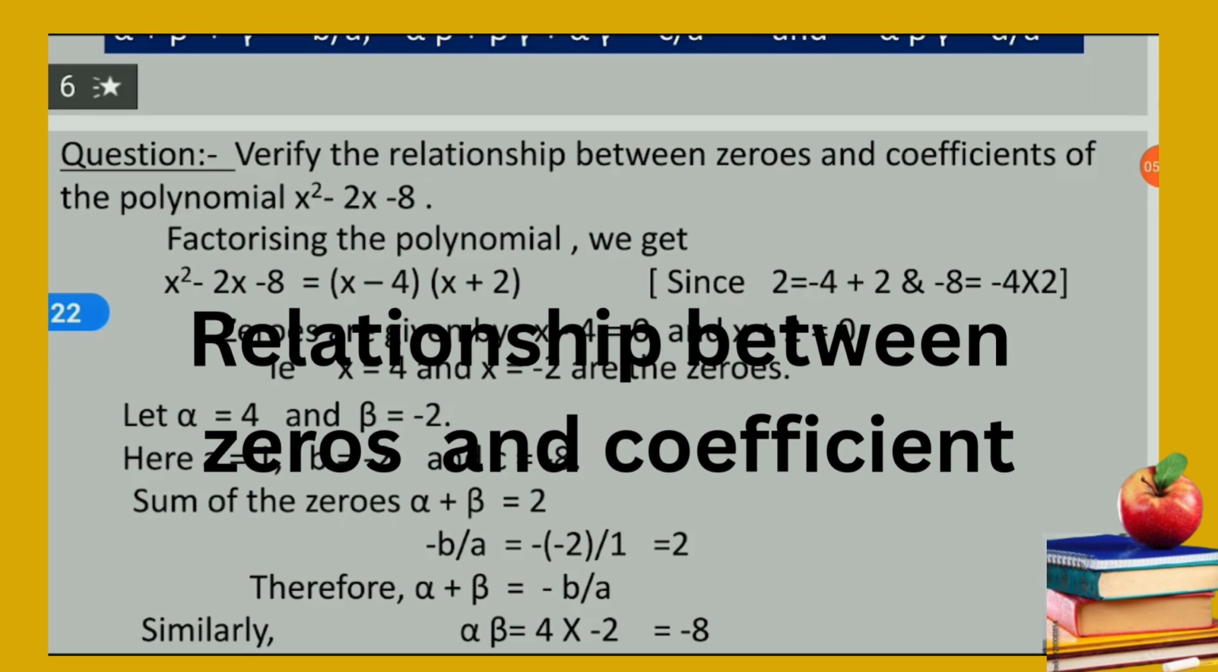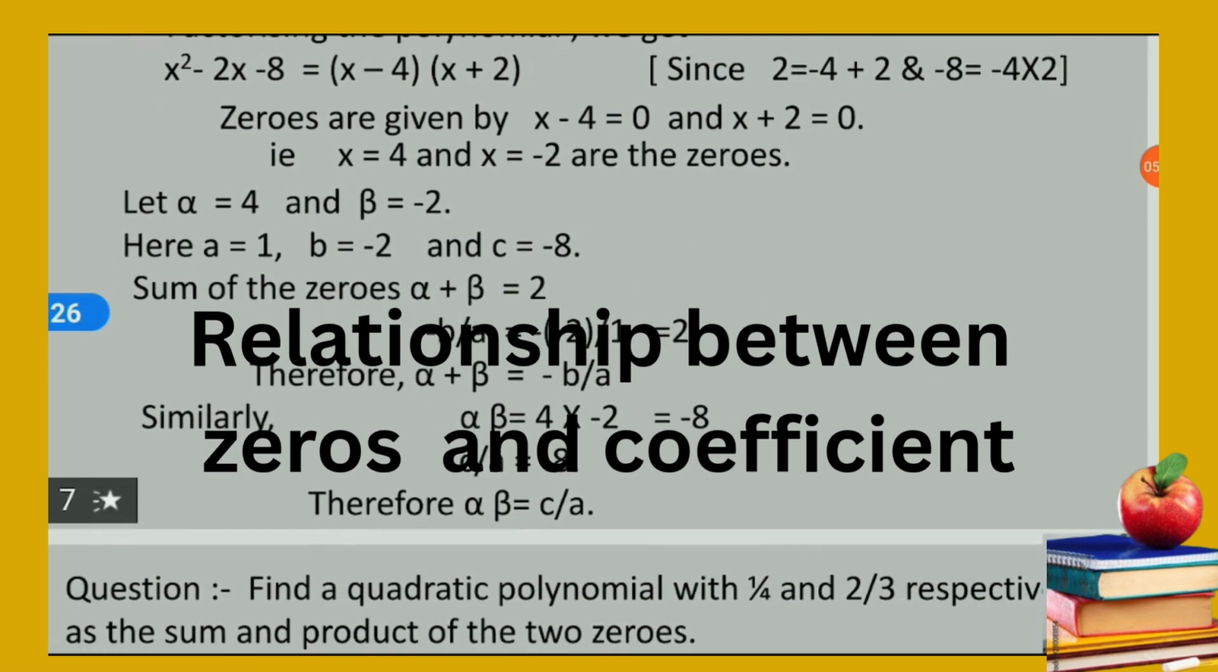Similarly, product of roots. Which are the roots? 4 and negative 2. That is, alpha is equal to 4 and beta is equal to negative 2. Then what is the product of the roots? Alpha into beta is equal to 4 into negative 2, which is equal to negative 8.